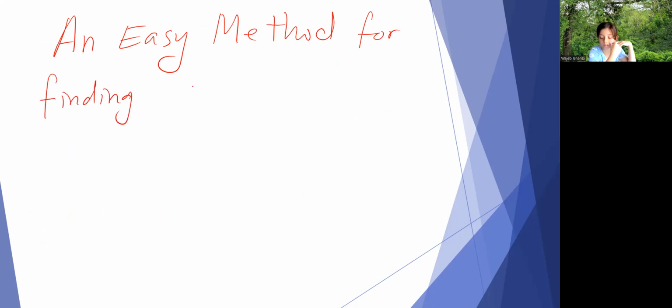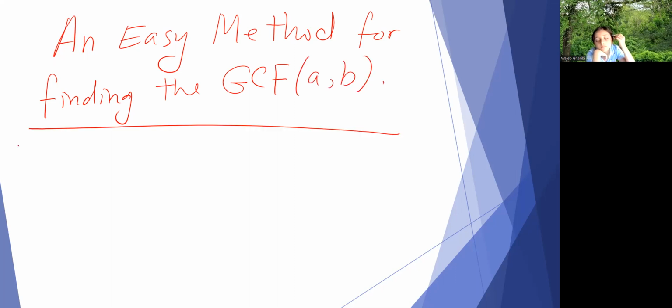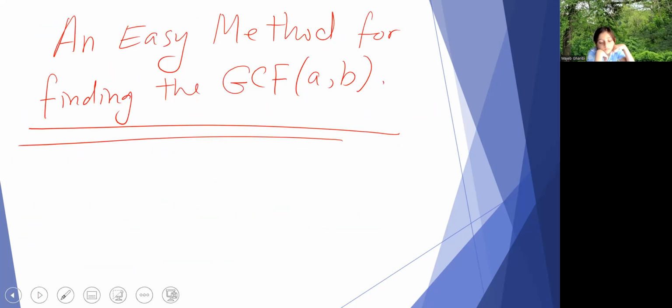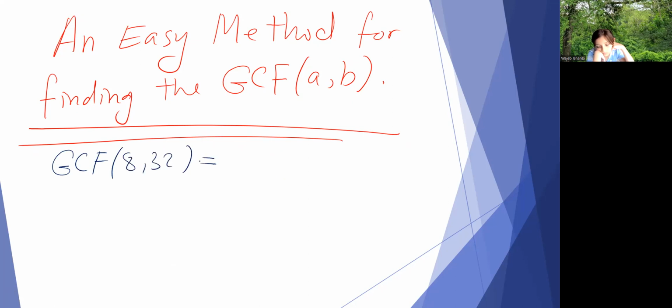Finding the greatest common factor of two numbers A and B. Okay, let us see. It's so easy. Let me show you how. 8 and 32. Maria, the greatest common factor of 8 and 32 equals?